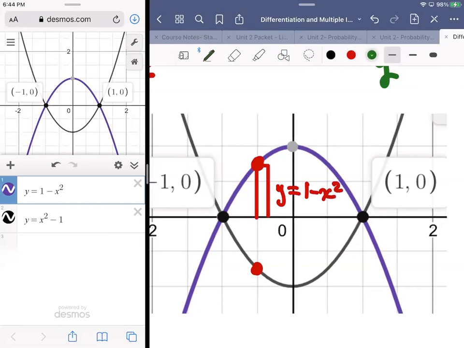Now this one, also an arbitrary rectangle. Anyway, y equals x squared minus 1. All right. So that would be our two functions.